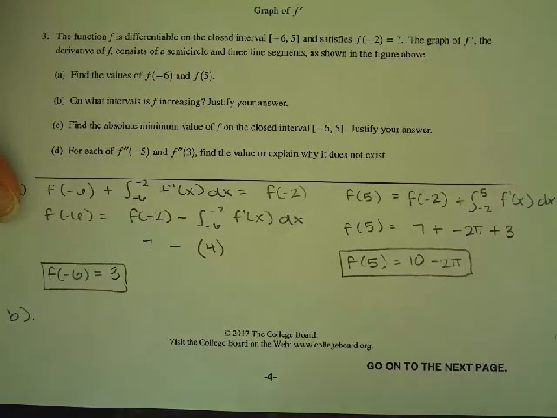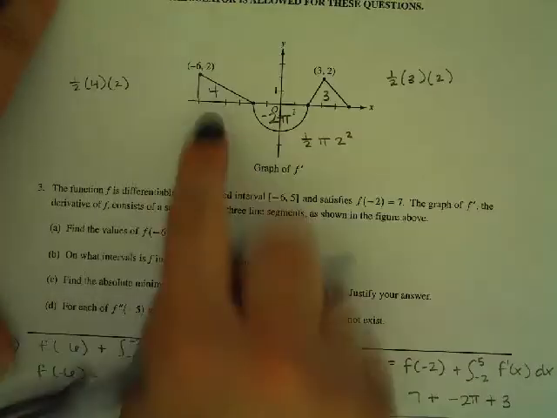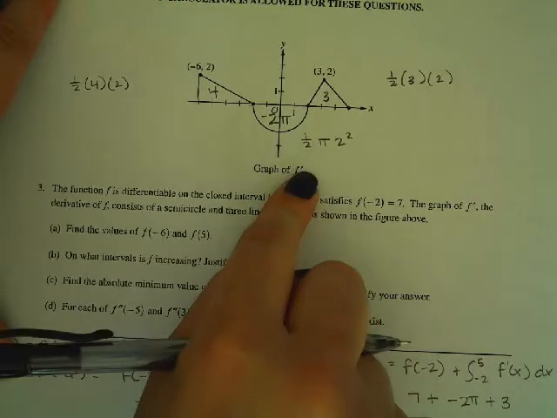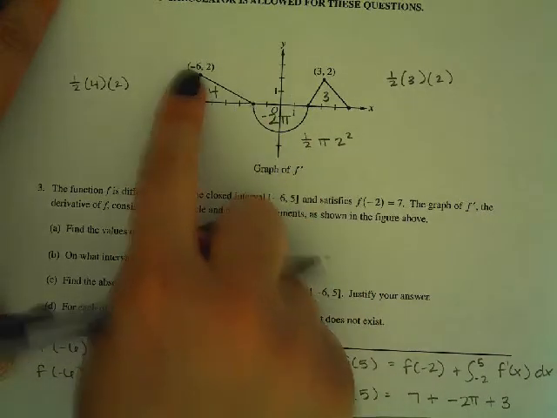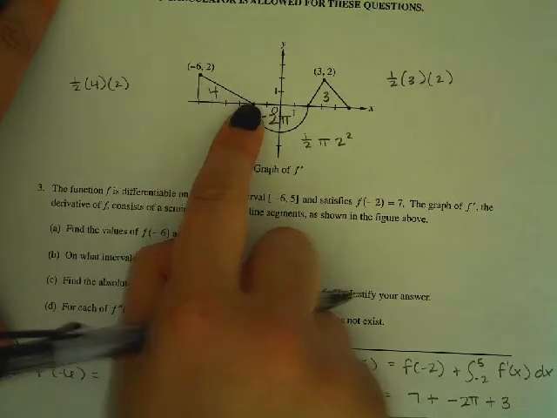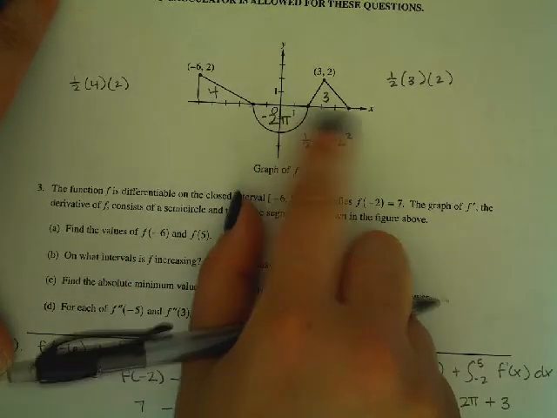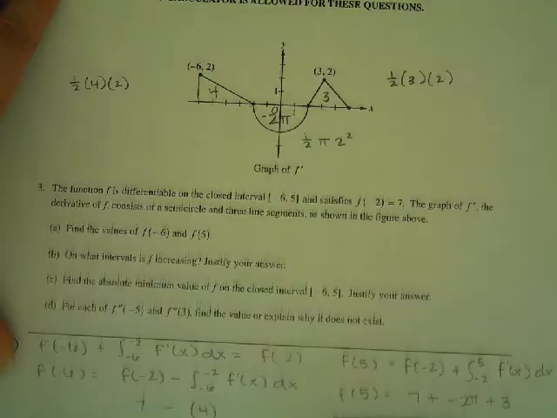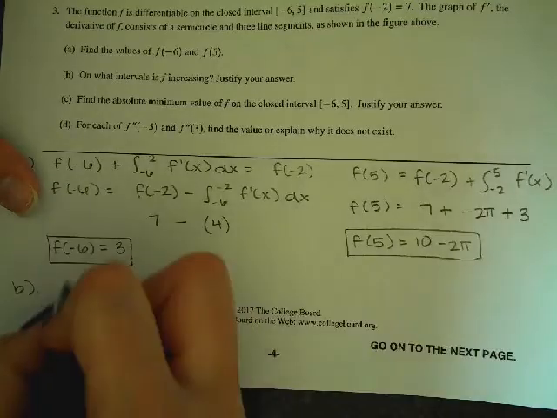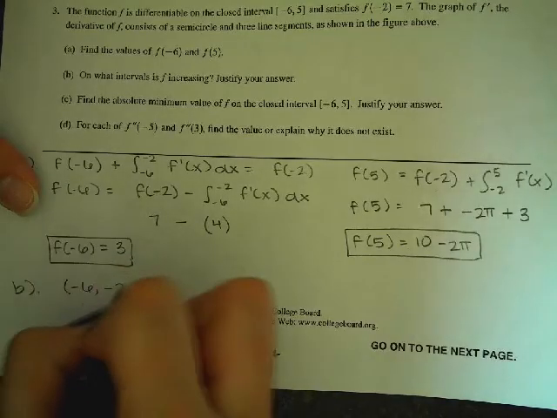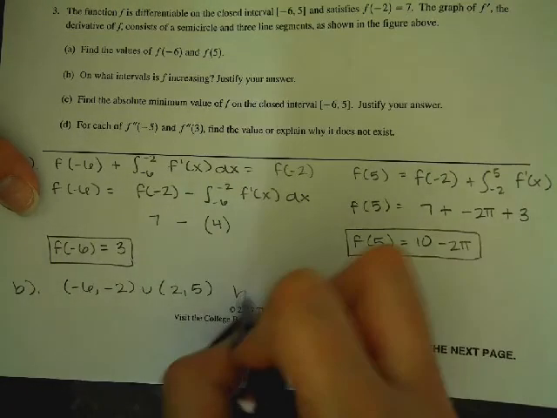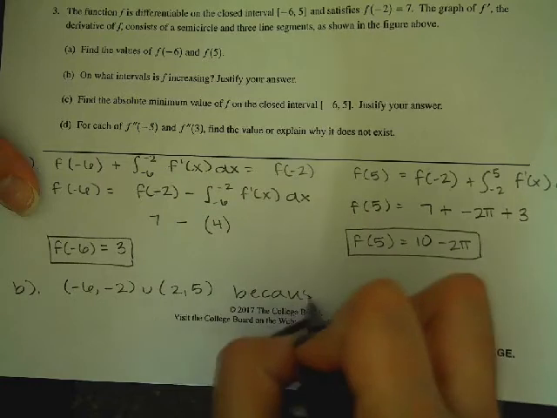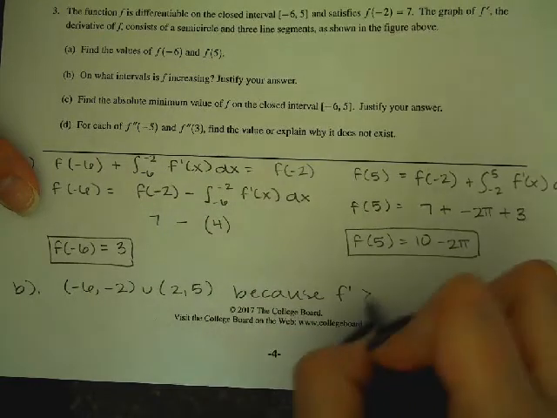So for this, all I did is I looked at the picture to see where the derivative of f was above the x-axis. That's from -6 to -2, and from 2 to 5. So we're going to say it's increasing from -6 to -2, and then from 2 to 5, and that's because f prime is greater than 0. F prime is positive there.